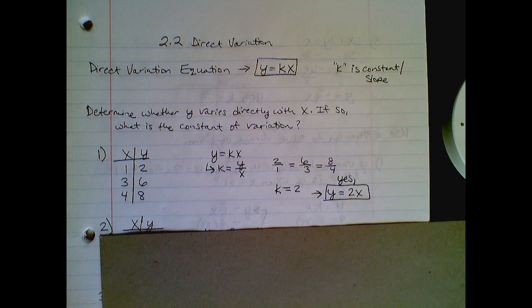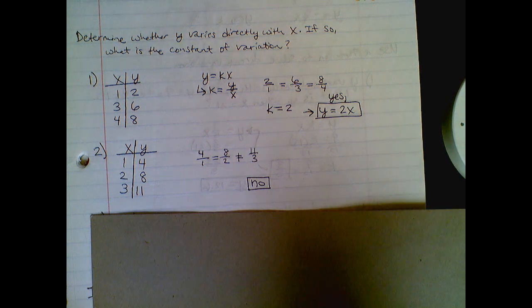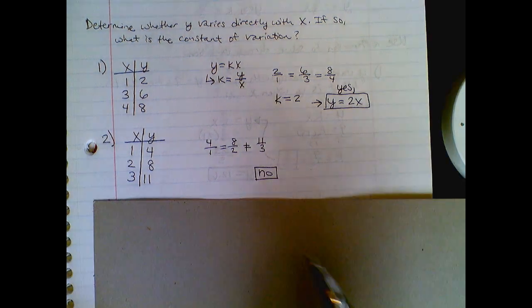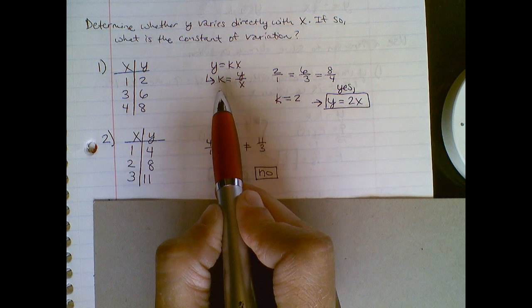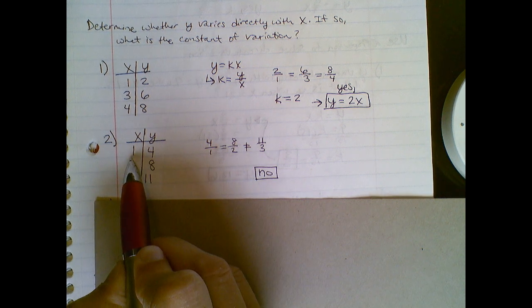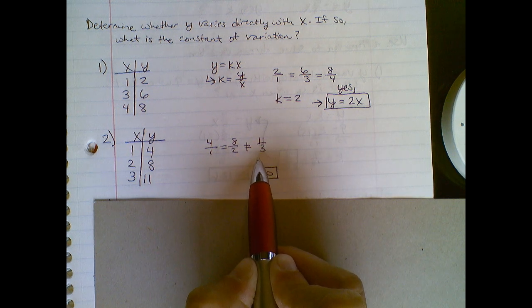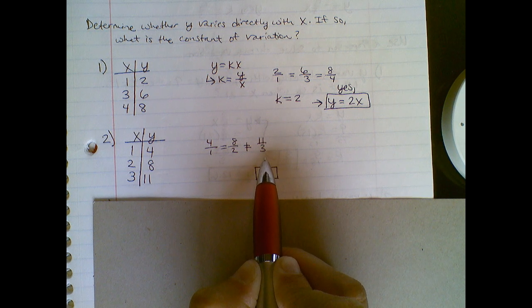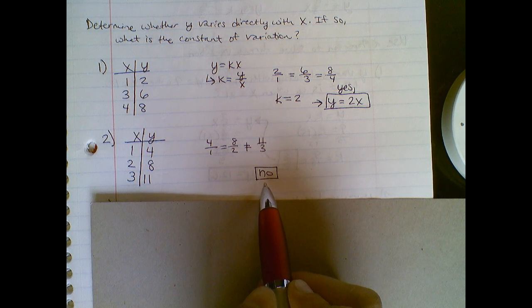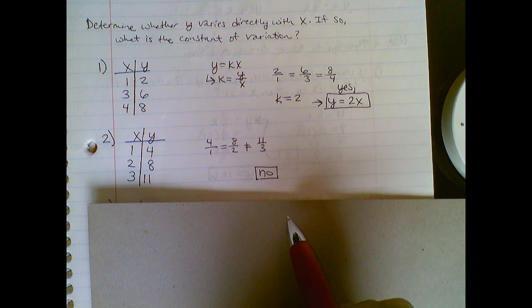Now let's try another example. So number 2, I'm giving you a new table. Okay, so I'm going to plug in these x's and y's into this y divided by my x to solve for my constant. So I have 4 divided by 1, 8 divided by 2, 11 divided by 3. Now when I reduce these, they don't all reduce down to the same number. I get 4 here, and this does not reduce down to 4. So it would be no, y does not vary directly with x. And then since it's not reducing down to the same number, I can't solve for my k, my constant of variation, so I'm not going to be able to answer the rest of the problem.